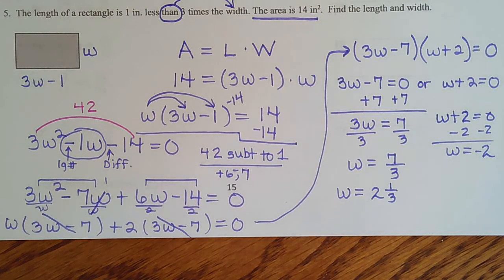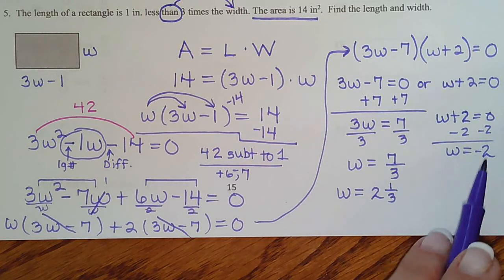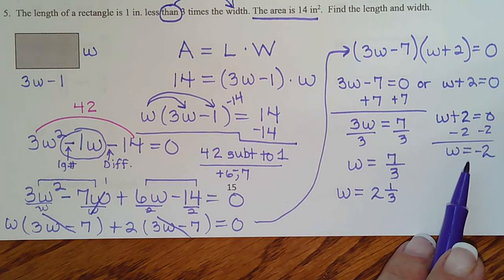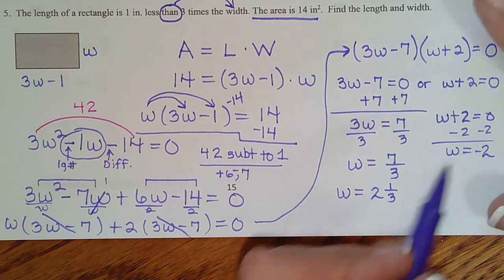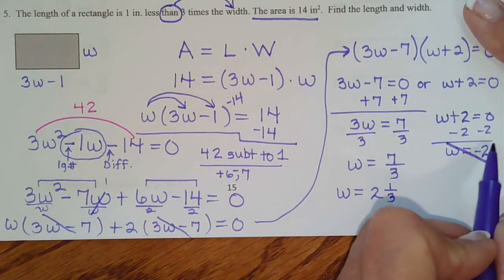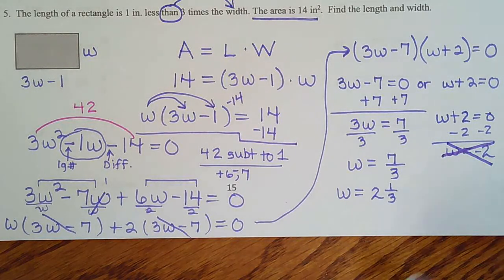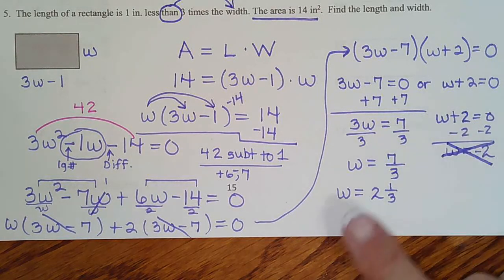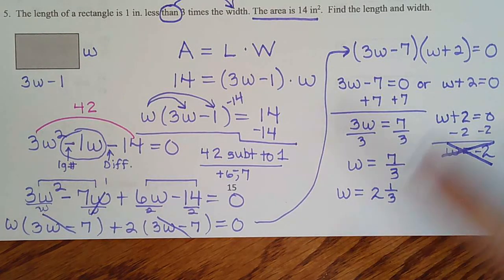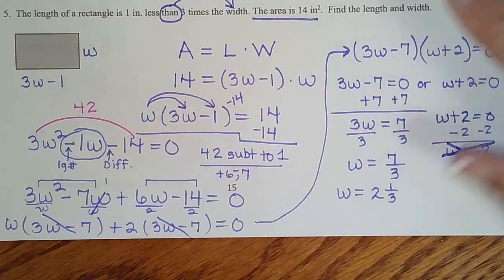So W is the width of a rectangle. Can the width of a rectangle be 2 1/3 inches long? I don't see why not. Can the width of a rectangle be -2 inches long? No. So like I said, most of the time with quadratics, you'll get the 2 answers and you'll see they both don't make sense. So you take out the one that doesn't make sense and you use the one that does. This says find the length and width.